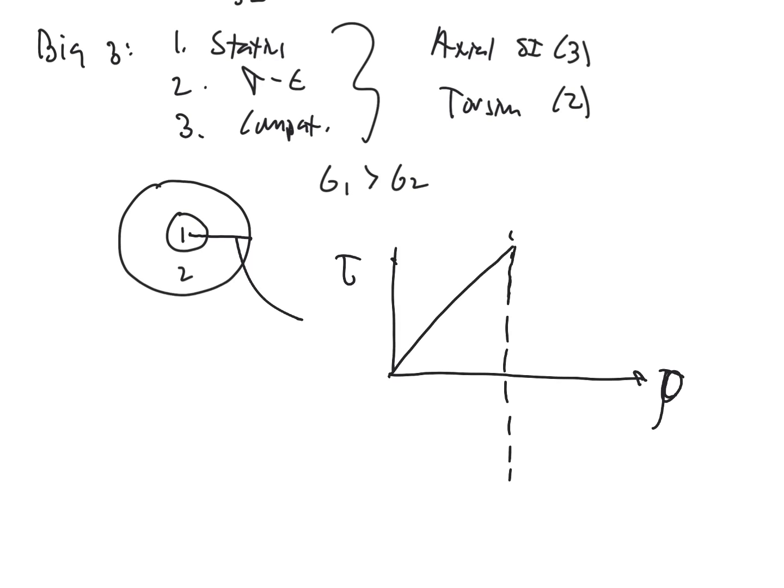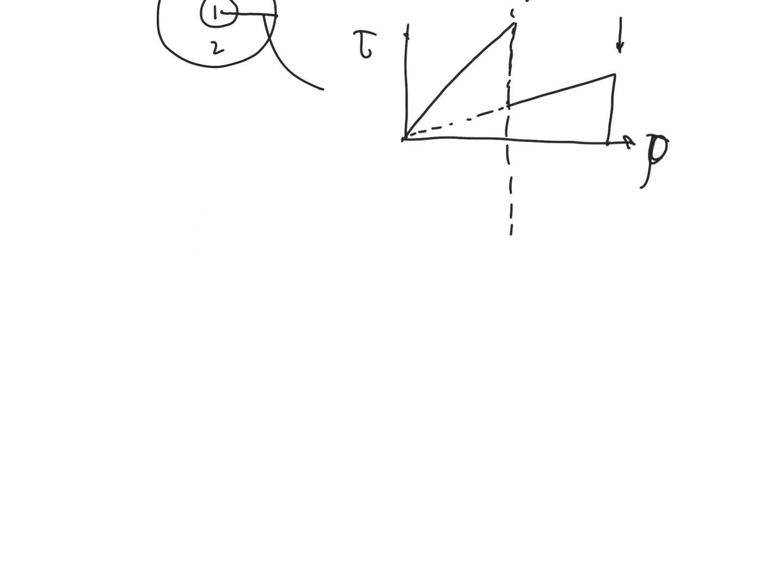Then there is a drop down because of the mismatch, and it goes out like so. So that would be the shear stress distribution if G1 is greater than G2. Now notice, tau there is bigger than this one. So it is very possible for us in a composite to have a shear stress that's a maximum that's not at the outermost section of the entire section. Let's go ahead and write that up. Note, the maximum shear stress is not at rho max.